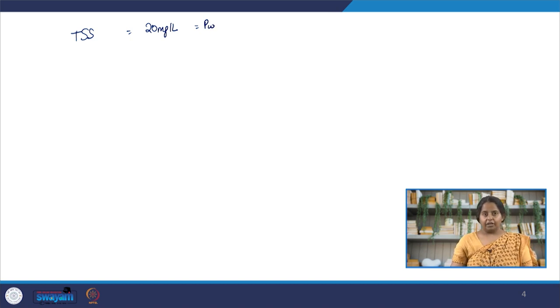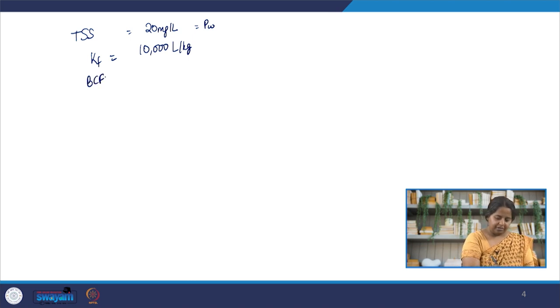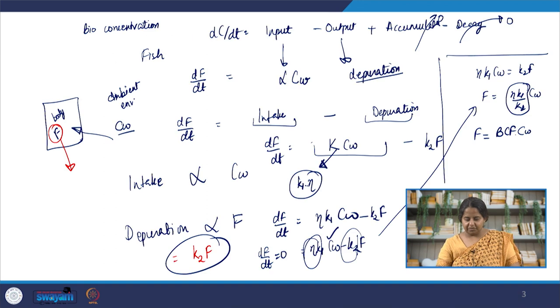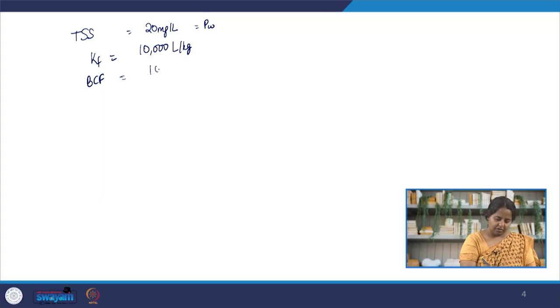The other thing we are given is that the water solid partition coefficient of the pesticide is around 10,000 liter per kilogram. Water solid partition coefficient means we know the value of Kf. Kf is roughly 10,000 liter per kilogram. Now, the other thing we are told is the BCF. If you remember what we defined BCF as in the previous slide, K1 by K2. So, for a given fish, for a given contaminant in the general chemistry of surface water, we can find out the BCFs and use them. So, let's say the BCF of the pesticide is also given as 10,000 liter per kilogram, same value.